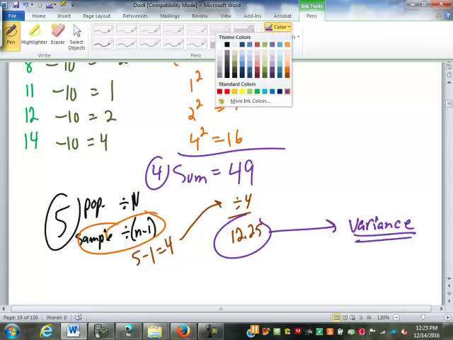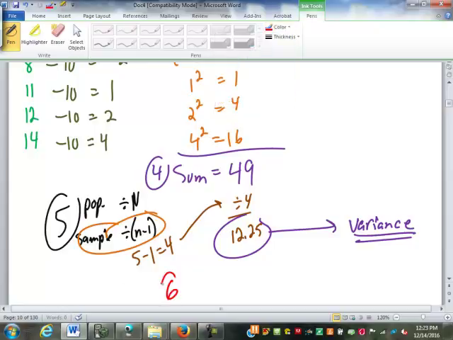To find the standard deviation, we have to go one step further. Step 6, which is the square root. Square root of 12.25, I believe, is 3.5. That's the standard deviation.